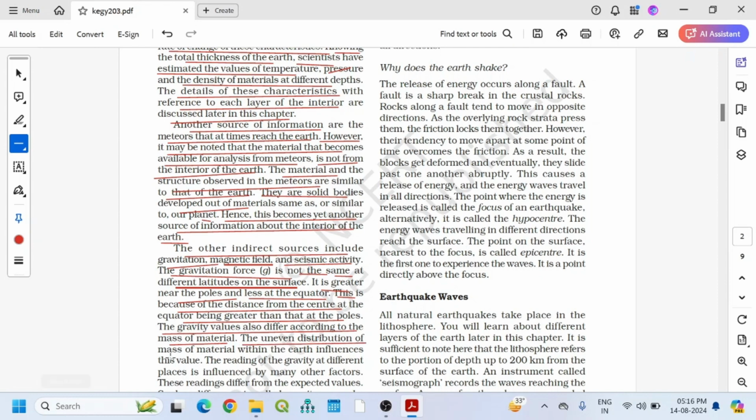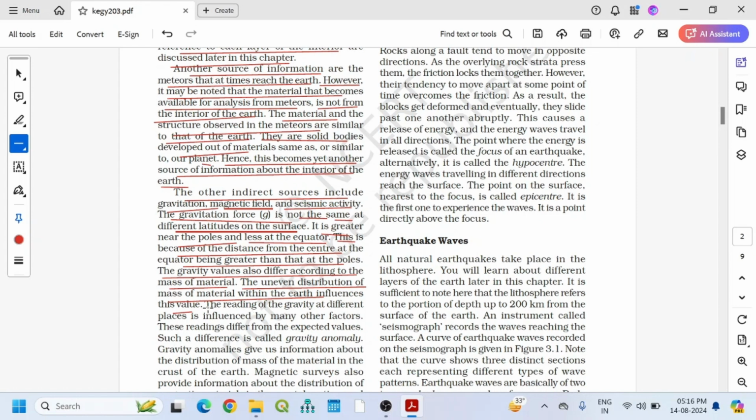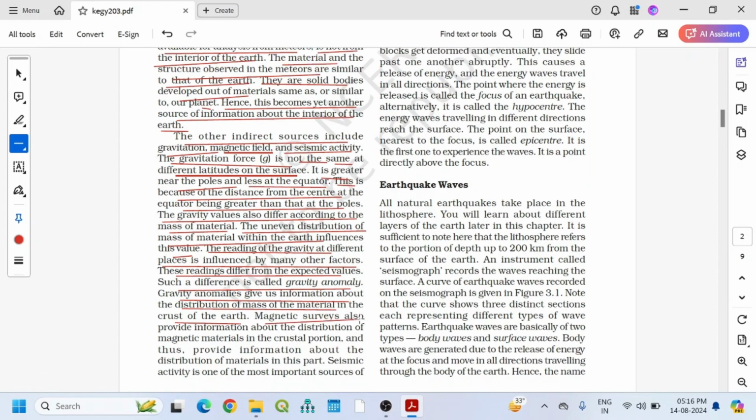The uneven distribution of mass of material within the Earth influences these values. The reading of the gravity at different places is influenced by many other factors. When these readings differ from the expected values, such a difference is called gravity anomaly. Gravity anomalies give us information about the distribution of mass of the material in the crust of the earth. Magnetic surveys also provide information about the distribution of magnetic materials in the crustal portion and thus provide information about the distribution of materials in this part.